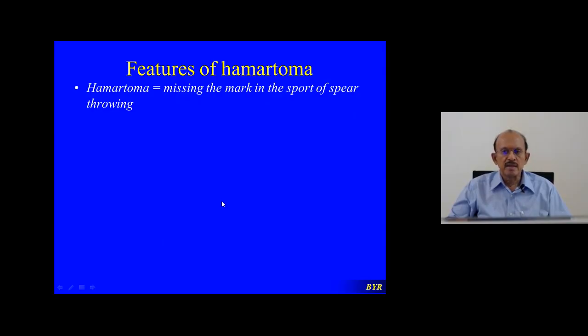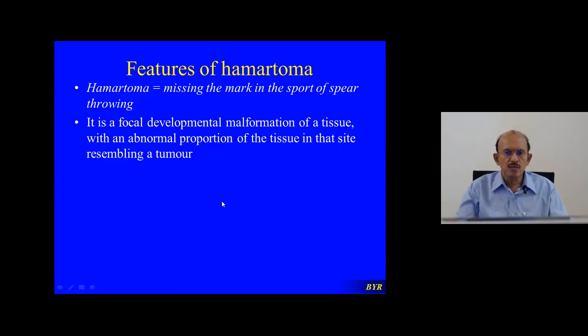Sometimes nature misses the mark. That means there may be some developmental error. So due to developmental error, if any mass arises, it is called a hamartoma. It is a focal developmental malformation of a tissue with an abnormal proportion of tissue in that site resembling a tumor. So there is a malformation of the tissue with an abnormal proportion of tissue in that site resembling a tumor. So there will be an abnormal mass.